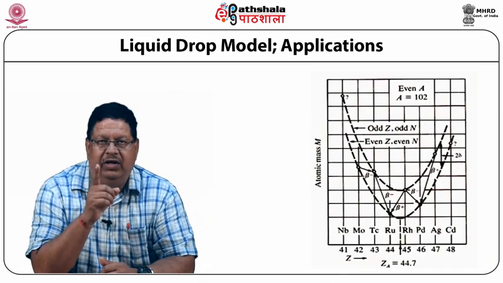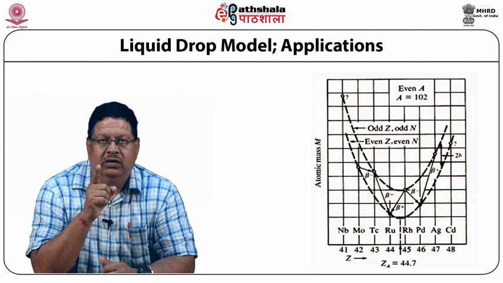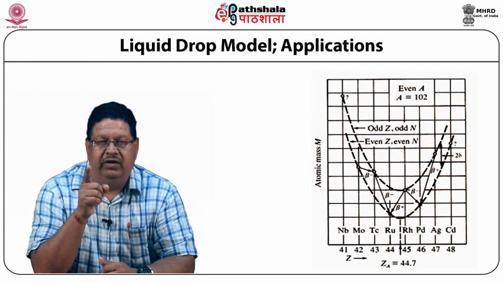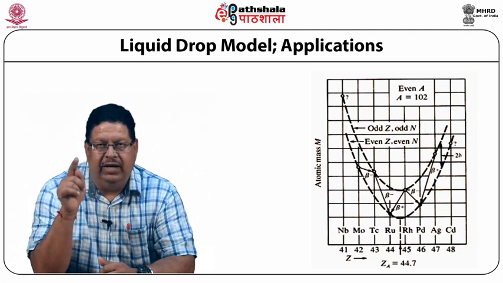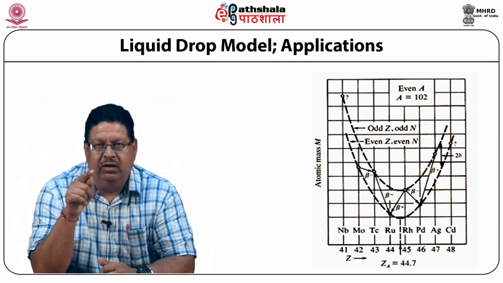Liquid drop model applications. Two conclusions for even A nuclei. In this slide, a picture is shown on the right-hand side where two parabolas are plotted. In these two parabolas the various nuclei are marked, and down the line from top to bottom in the parabola it shows the decay of the nuclei. On the x-axis we have the Z number, on the y-axis we have the energy or the mass.